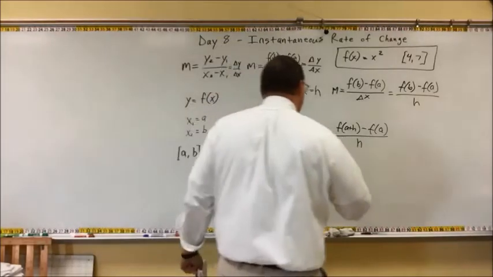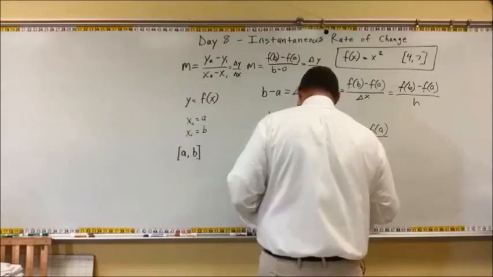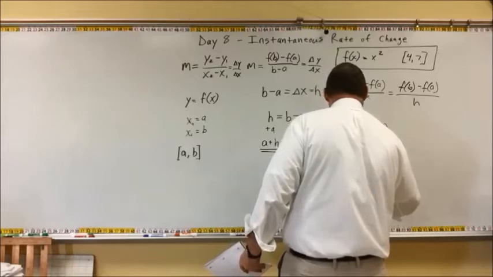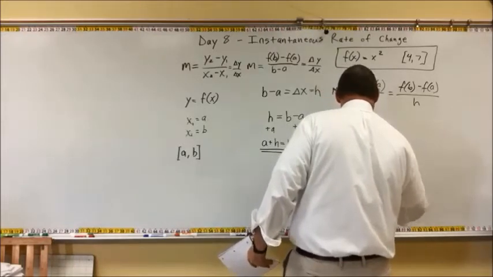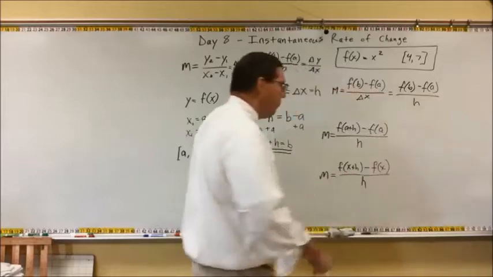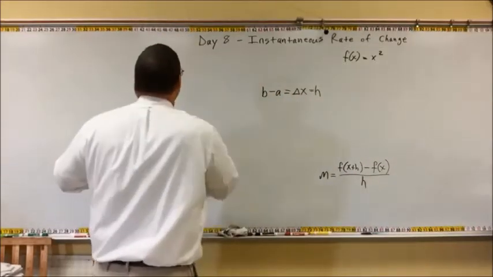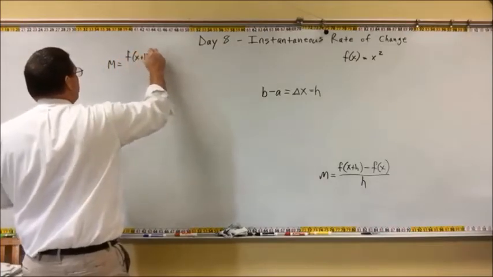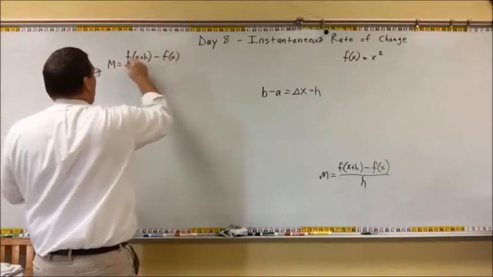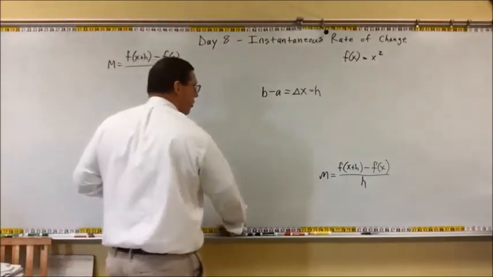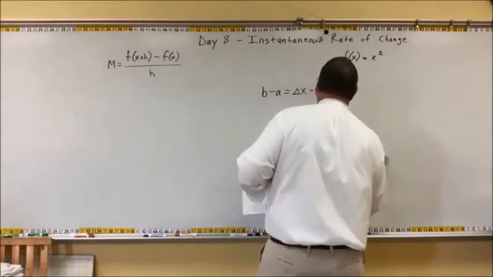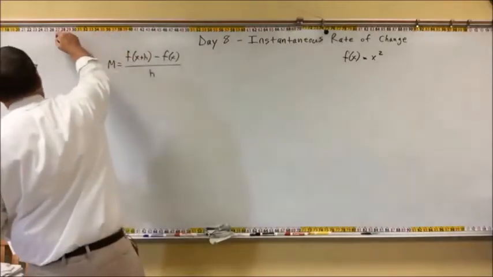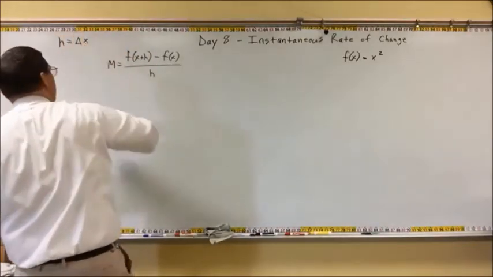So really, our slope formula now, and this is what you want to write down, our slope formula is f of x plus h minus f of x over h. That's our slope formula. All right, now, and I'm going to write this up here. So our slope formula is now f of x plus h minus f of x over h, right? And let me show you now how we can use this. We know that h is delta x. That just means the change in x.